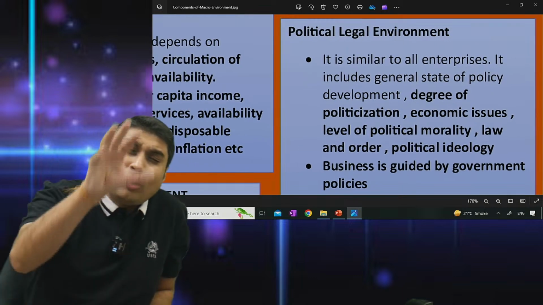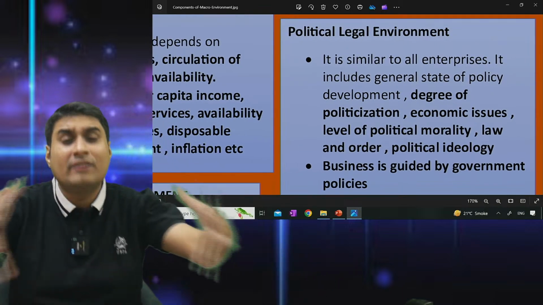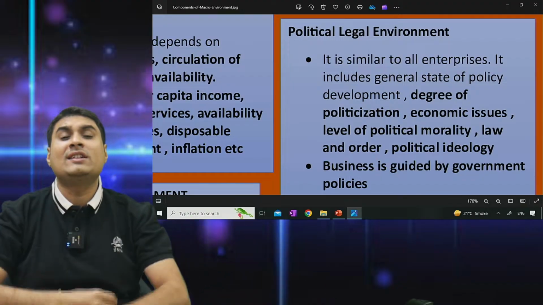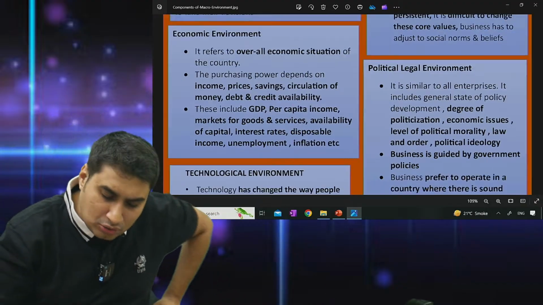Yes, sir. So political, legal, it's also governed. Our business is governed by political policies, government policies. Understood? Fully understood.